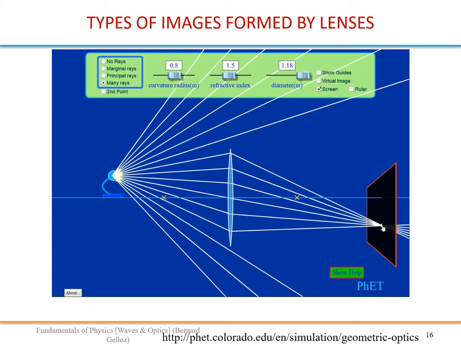That's why you can burn paper using the sun and a lens, when you focus the light of the sun on the paper, because the intensity, which is the power per square meter, is extremely high.